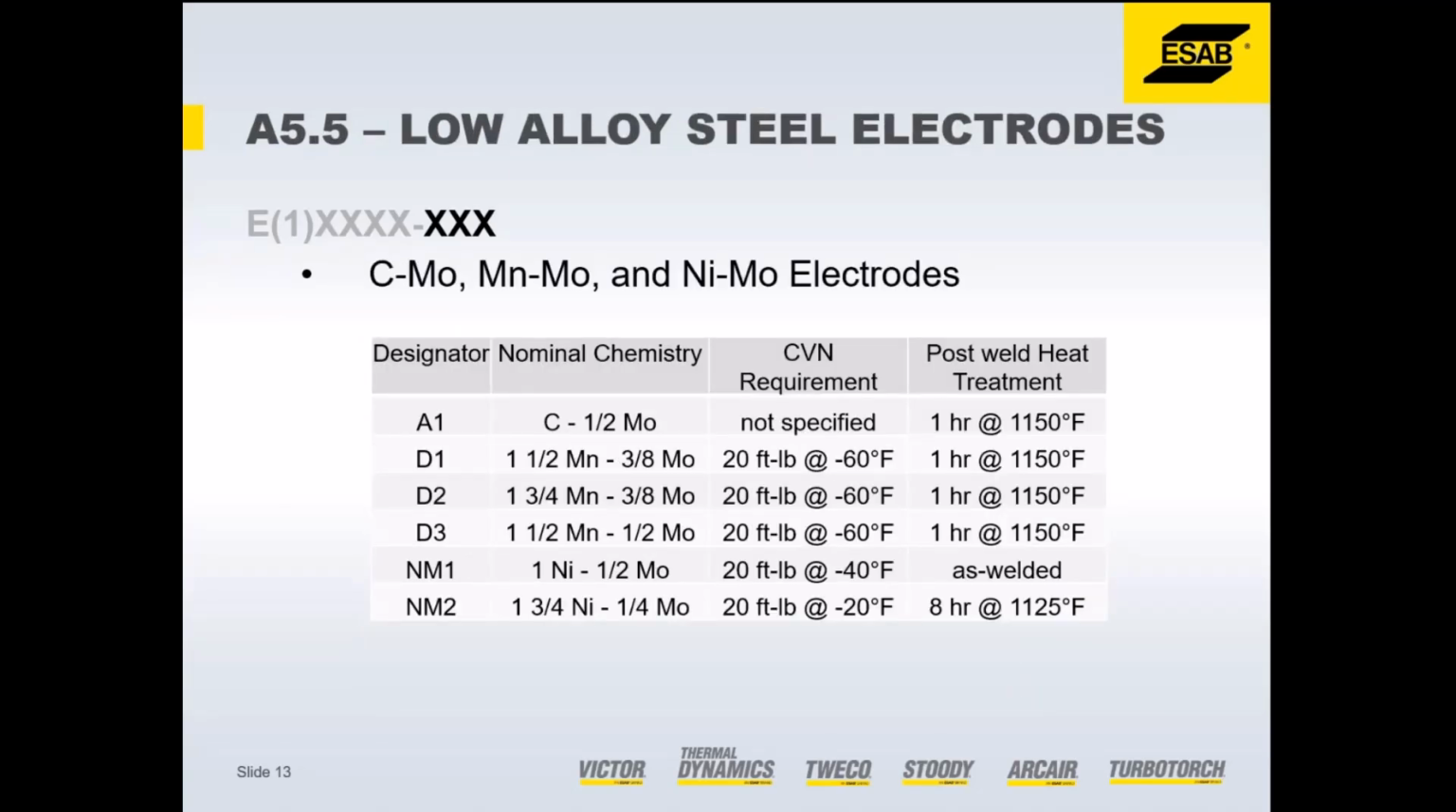Just some further designators here, with examples of Charpy V-notch impact testing requirements, or material that is tested after post-weld heat treatment. For example, a D2 designator is going to meet 20 foot-pounds at -60 Fahrenheit, and that will meet that after 1 hour at 1150 Fahrenheit. And you can see other examples there of the mechanical property requirements that are specified by those designations.